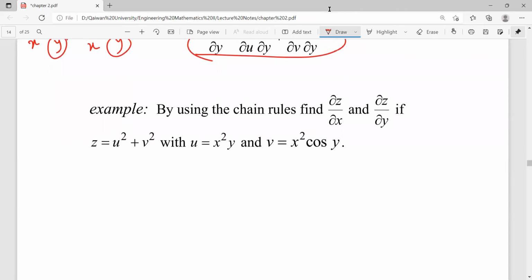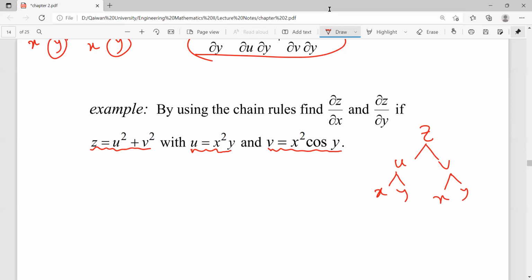Here we have z, which is a function of u and v. And u is a function of x and y. And also v is a function of x and y. That means z is a function of u and v, u is a function of x and y, and v also is a function of x and y. How to write down the chain rule?